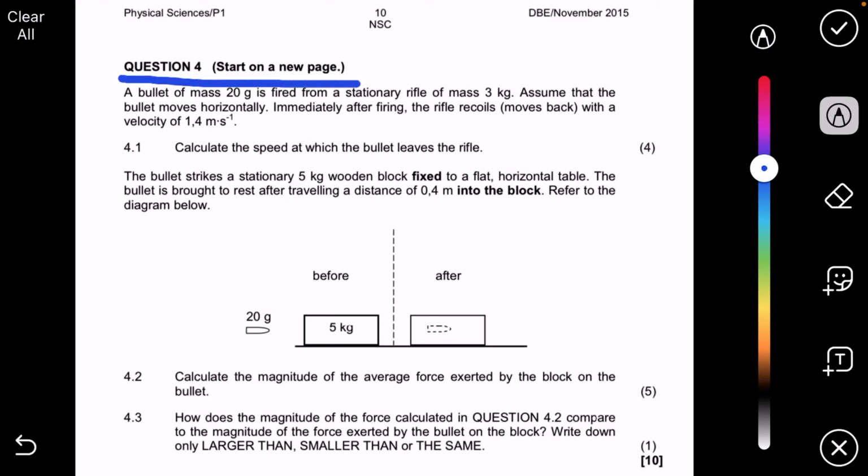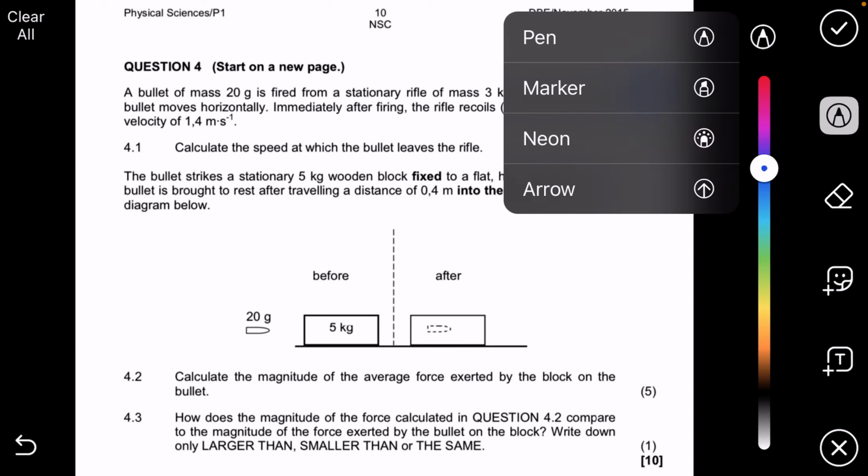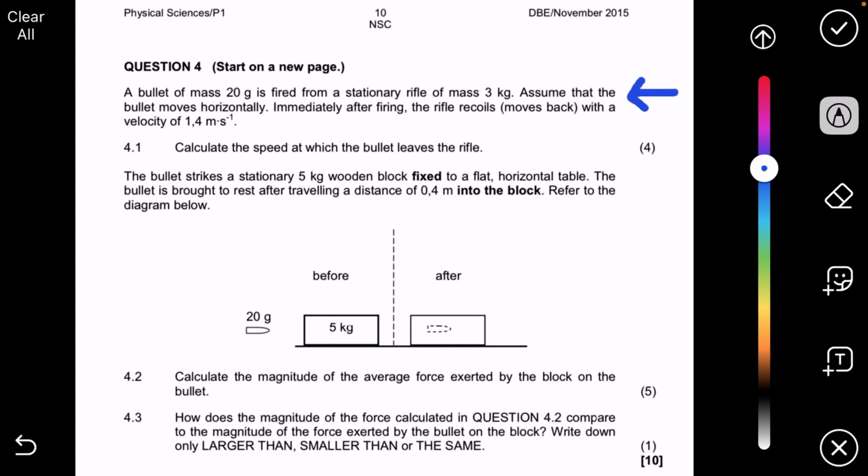So ladies and gentlemen, question 4, you are advised to start on a new page. Very, very much important, ladies and gentlemen, at all times when you write your exams, when you start a new question, it is advisable that you start on a new page. Okay, so what I'm going to do is to read through that given statement so that you fully understand exactly what information we are given. Okay, for now, let me make use of an arrow to indicate what I'll be doing. So for now, I'm just going to read through that given statement.